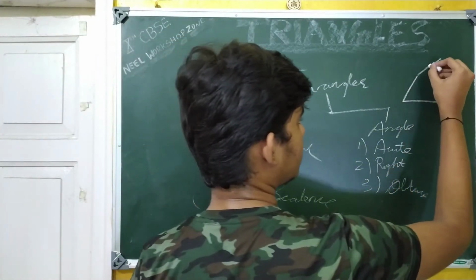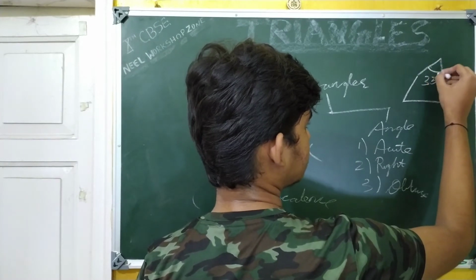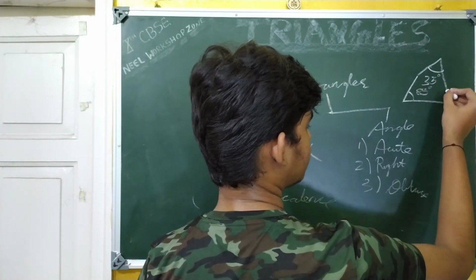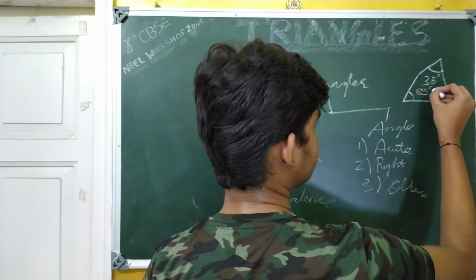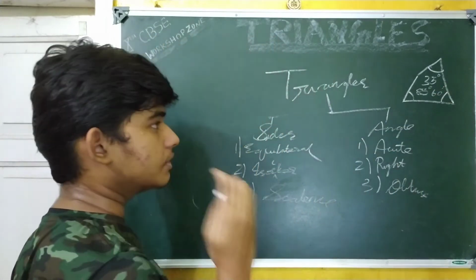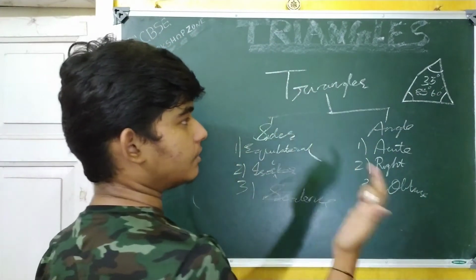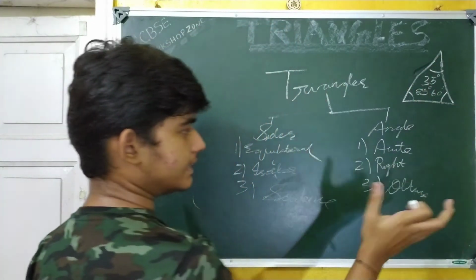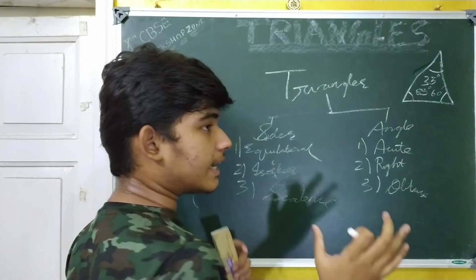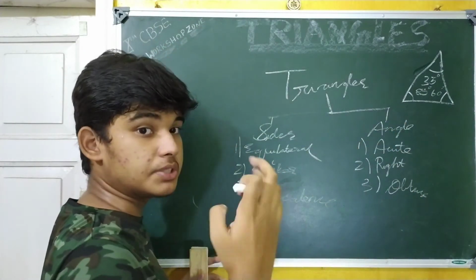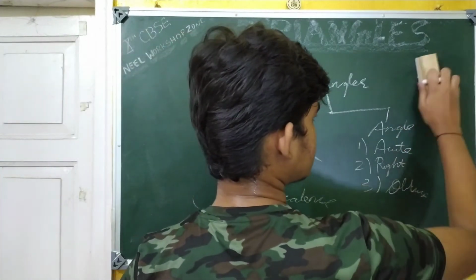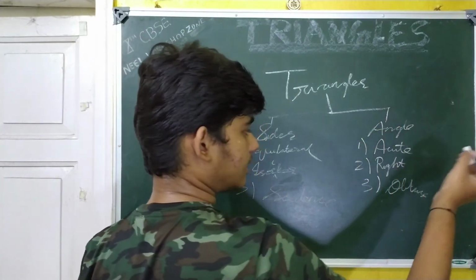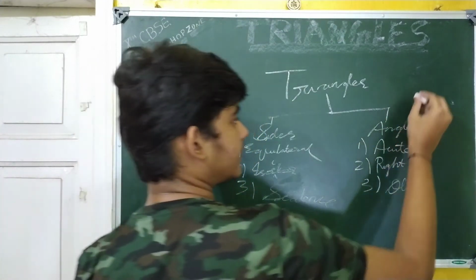For example, this is 35 degrees, this is 85 degrees, and this is 60 degrees. So that is an acute angle triangle. It's not actually to scale, but this is just an example. This is an acute angle triangle where all three angles are below 90 degrees and above 0 degrees. So that is acute angle triangles. Now what are right angle triangles? Right angle triangles are triangles where one of the angles is 90 degrees.